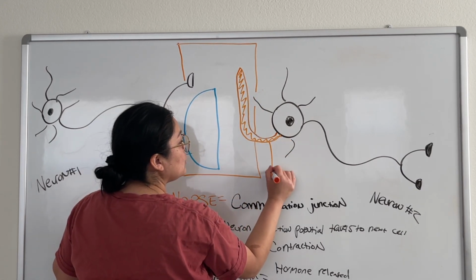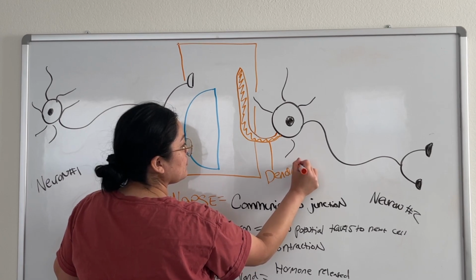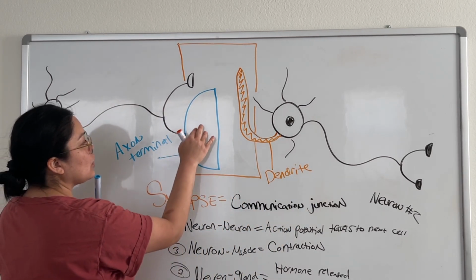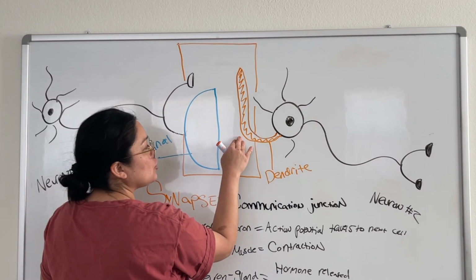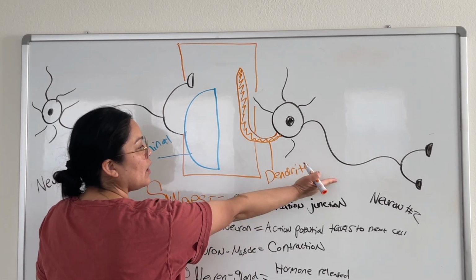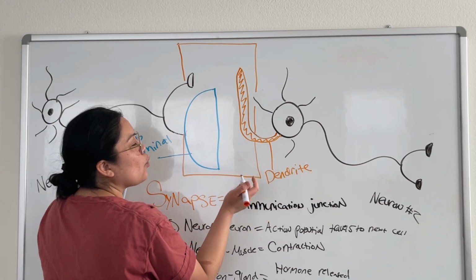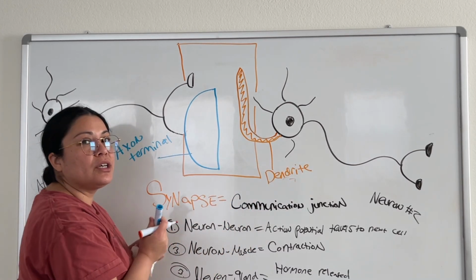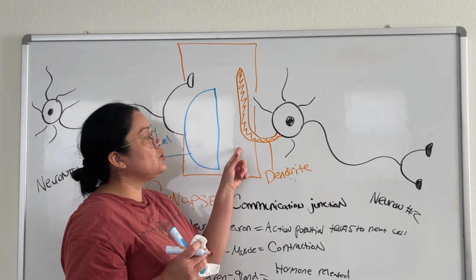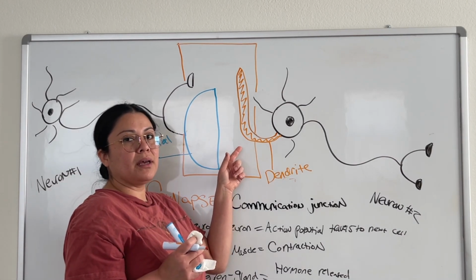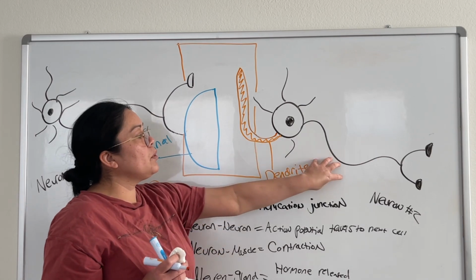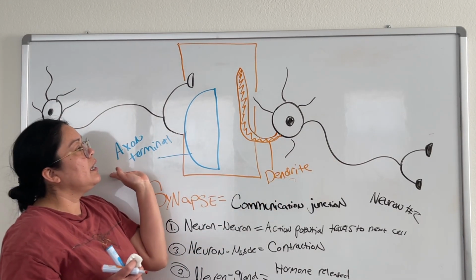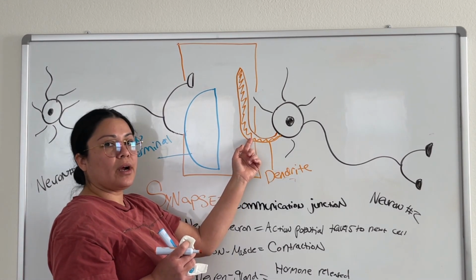So this is the dendrite. The interaction is between one cell's axon terminal and the dendrite of the other neuron. Why is the dendrite communicating here? Because remember, the dendrite is receiving incoming information. So since neuron number 2 is receiving information from number 1, it's going to receive it through the dendrite.